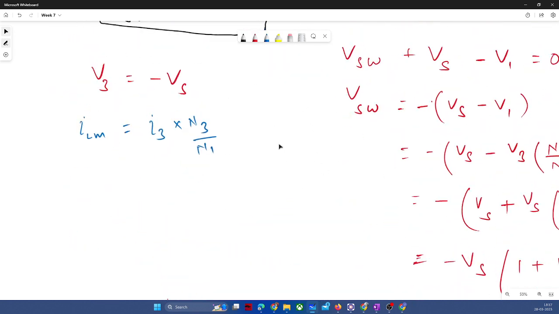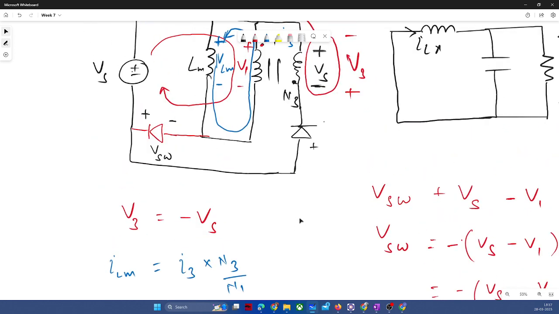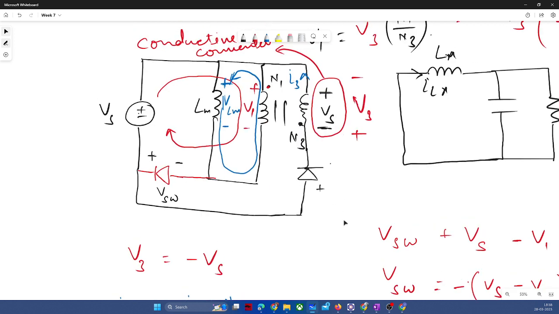So the slope of this current, ILM, what I was talking. So V3 is equal to minus Vs, okay? And as if you see VLM, the voltage is appearing. Now again, see, there are two things, conductive and inductive. So now if we want to see the voltage across LM, it must be whatever the voltage across this primary winding, right? VLM is equal to V1.